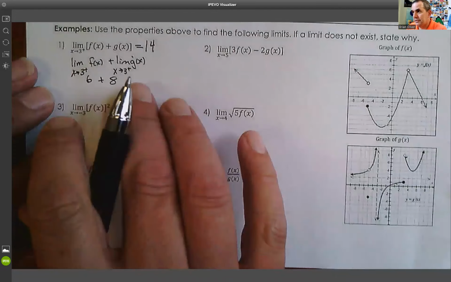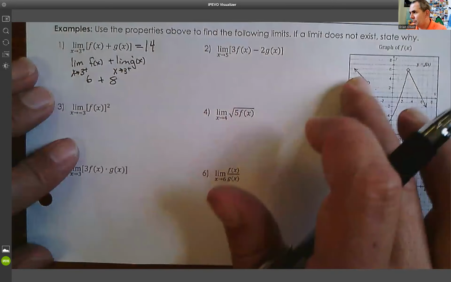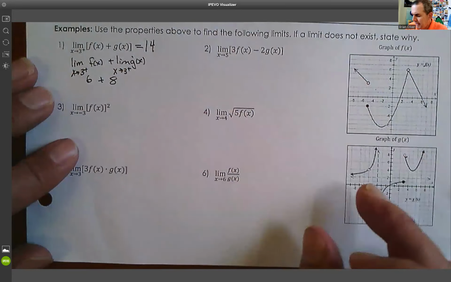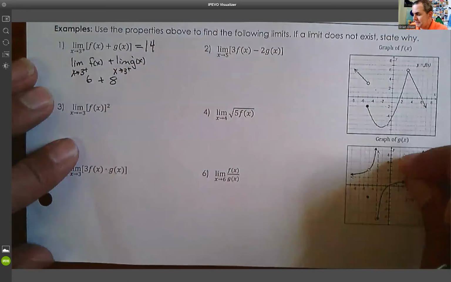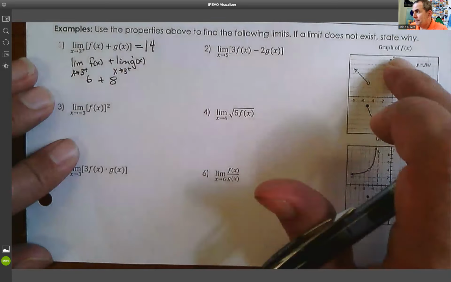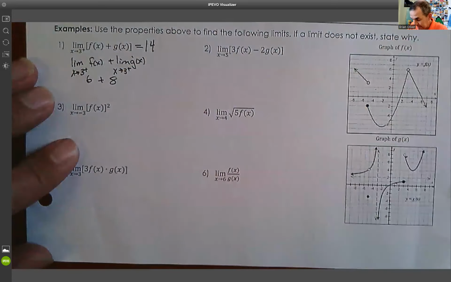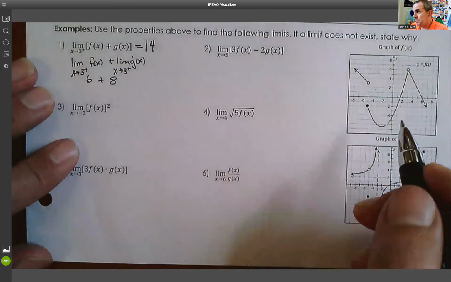So I'm allowed to do that. Instead of trying to combine these two graphs into one big graph and figure out where things are, if I actually had combined these two graphs together, by adding, I would find that around 3 on the right side of the graph, this thing would approach around 14. So that's the first one.